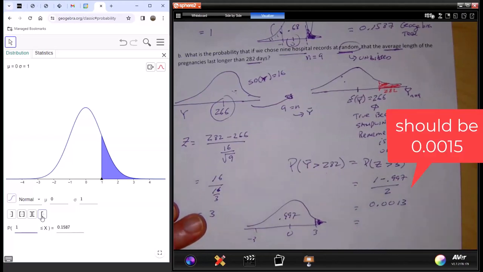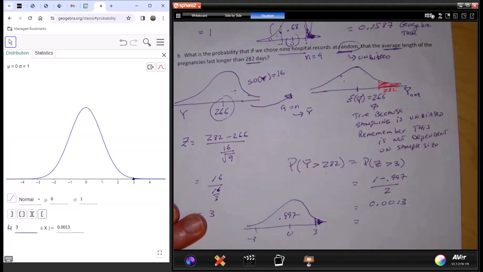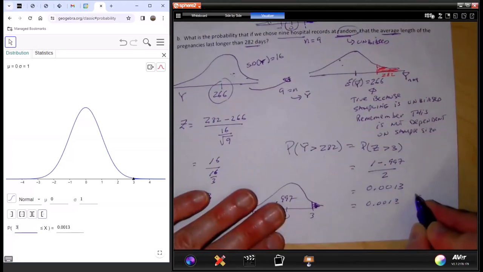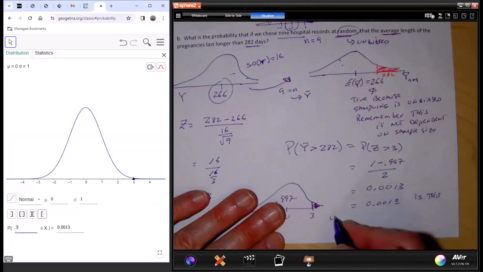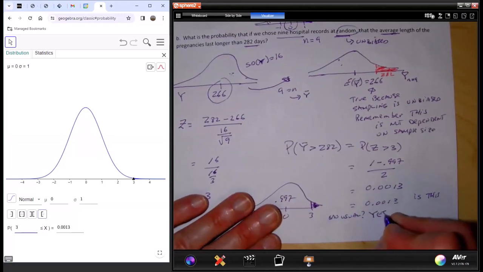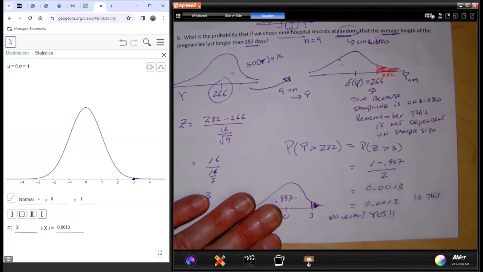Let's come over here and do the same thing. I already have it pointing in the right direction. So I'm going to come over here and put a 3 here. Also 0.0013. Is this unusual? The answer is yes. Double exclamation. Yeah, this is very rare. How rare?